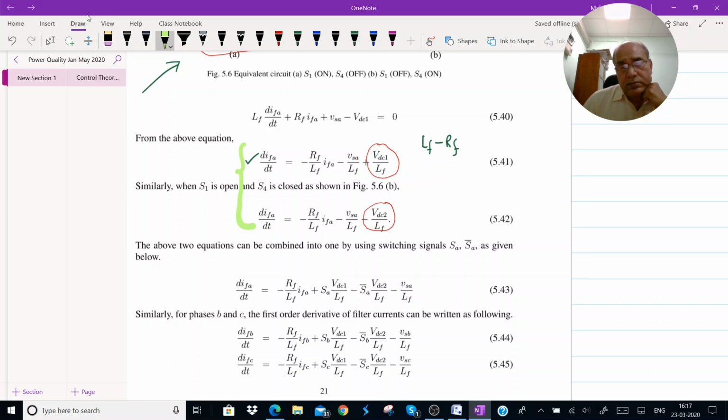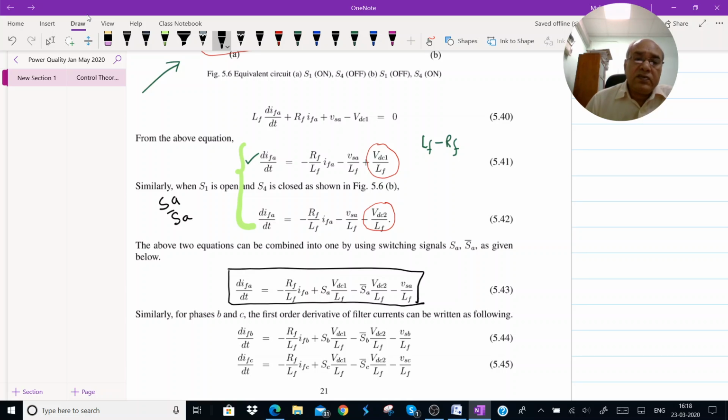If I use a switching function, how is it possible to express these two sets of state conditions in the form of a single equation? Obviously, I will add the switching notation for the top and bottom switch. In the previous discussion I said that the top switch is SA, the bottom is SA bar. Clear? So if I use this SA and SA bar notation in these equations, we can write a single equation. That is dIFA/dt equals minus RF/LF times IFA plus SA VDC1/LF minus SA bar VDC2/LF minus VSA/LF.